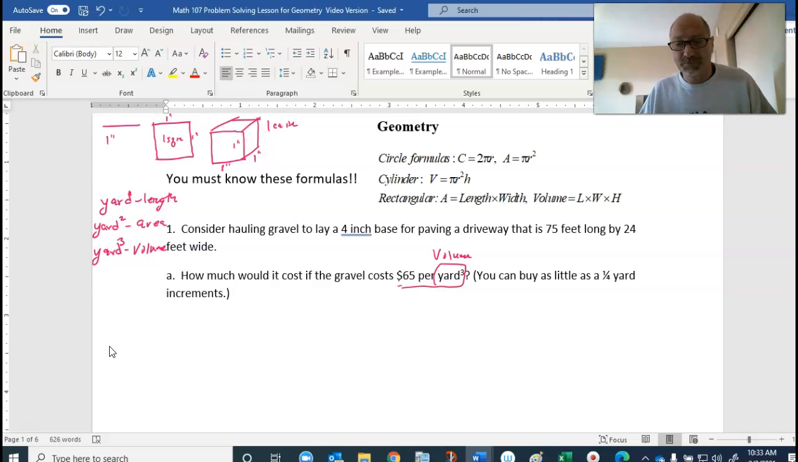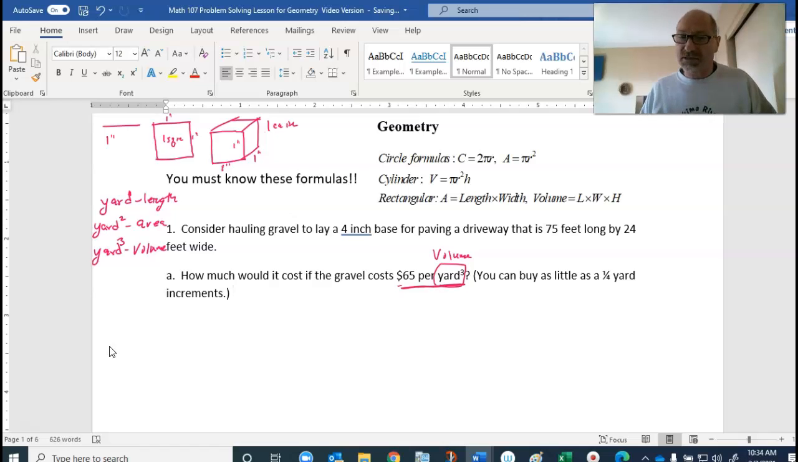You want to be careful to know what dimension you're talking about and use the proper units: for an area, square units, and for volume, cubic units. So how much would it cost if the gravel cost $65 per cubic yard?